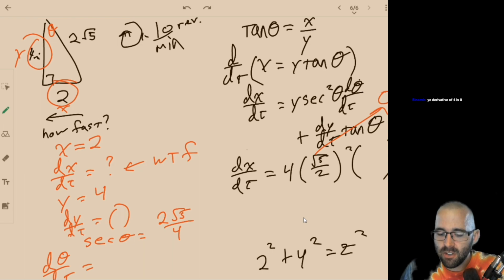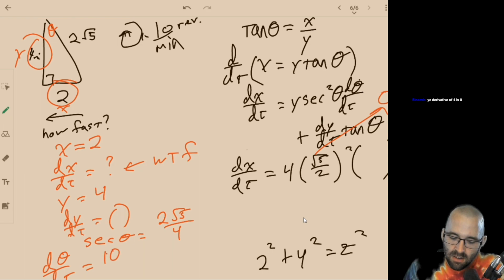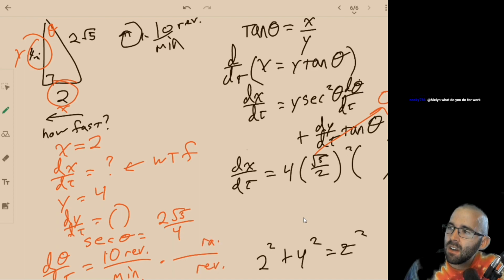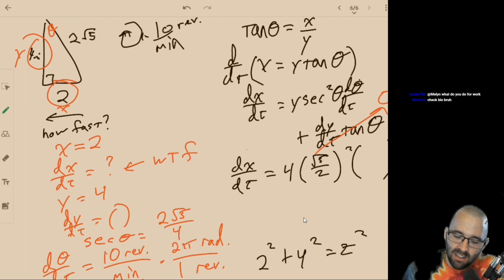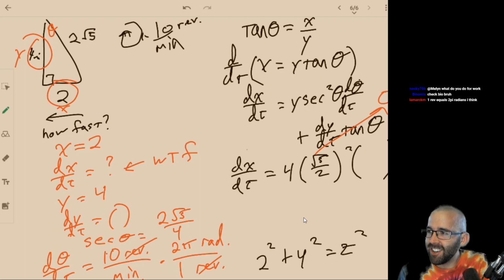So we need to do a unit conversion, okay? We have 10 revolutions per minute, but I want radians. I don't want revolutions. So the question is, what's the relationship between revolutions and radians? Well, one revolution is 360 degrees, just 2 pi radians. All right, so that's our d theta dt. It's actually 20 pi. And again, the revolutions cancel and you get radians per minute. All right. Yeah, good, Lamarck. Good.